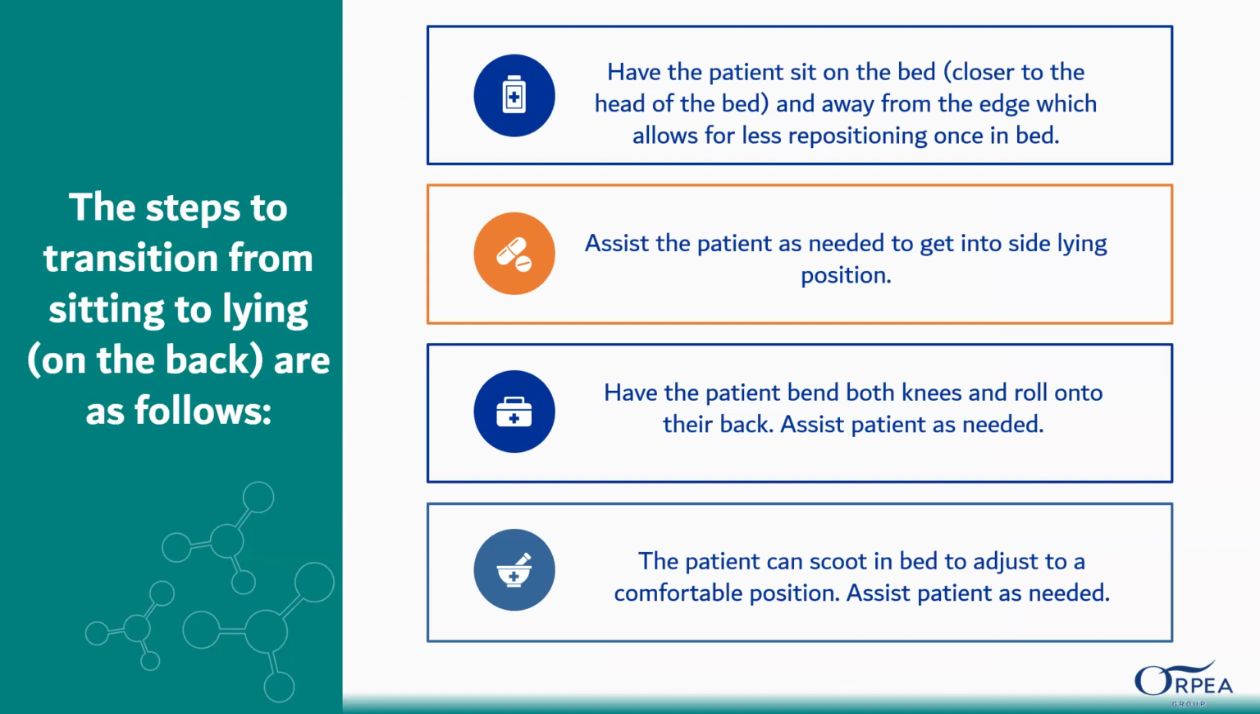The steps to transition from sitting to lying on the back are as follows. Have the patient sit on the bed and away from the edge, which allows less repositioning once in bed. Assist the patient as needed to get into side lying position. Have the patient bend both knees and roll onto their back. Assist the patient as needed. The patient can scoot in bed to adjust to a comfortable position.